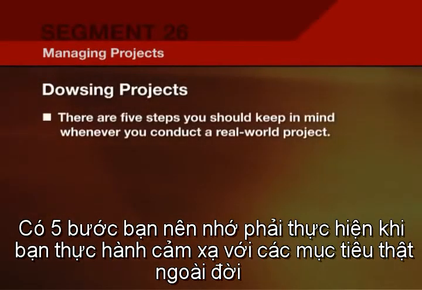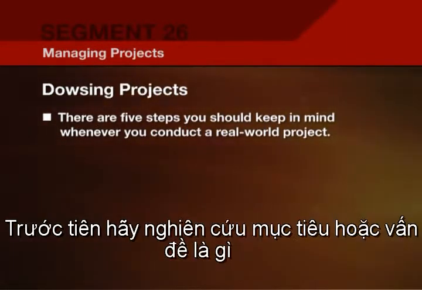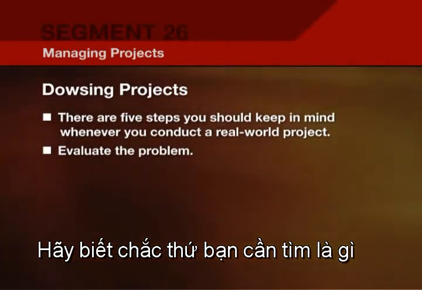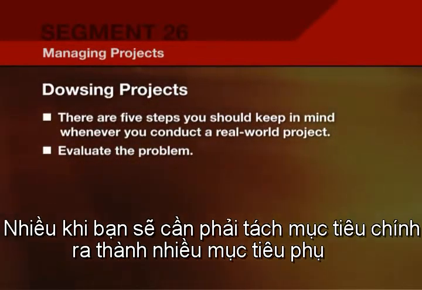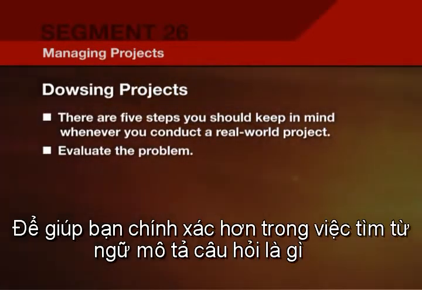There are 5 steps you should keep in mind whenever you conduct a real-world project. First, evaluate the problem. Make sure you clearly understand what it is you need to accomplish with dowsing. Be very decisive and try not to fool yourself in regards to the true information you need to become aware of. Also, you may need to break a more complex dowsing project down into smaller dowsing tasks to make it easier to be precise and specific in your tasking formulation.